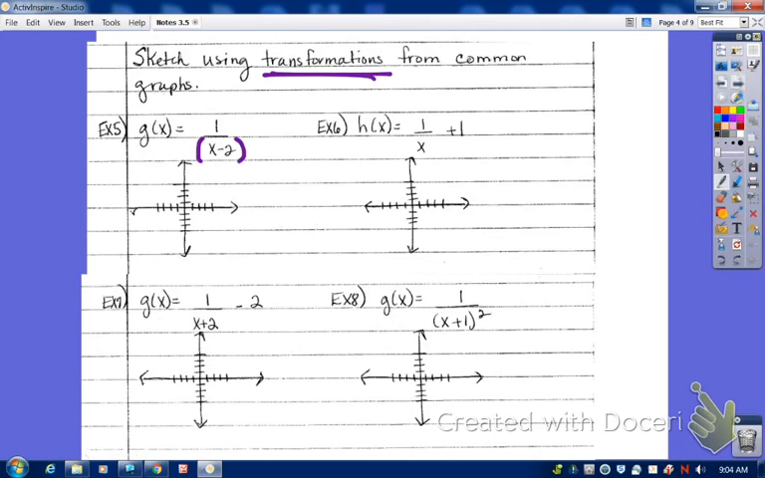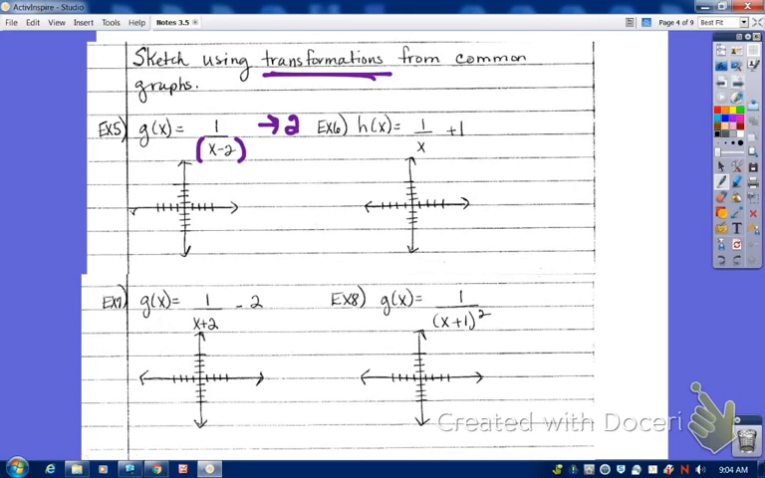So who remembers, if the 2 is being directly subtracted with the x, which way we move? We move to the right 2. You have a transformation rule sheet if you need to go find that. That was section 2.5. We're going to move to the right 2. If we move to the right 2, that's going to move your vertical asymptote. It will not move your horizontal asymptote, but it will move your vertical asymptote.